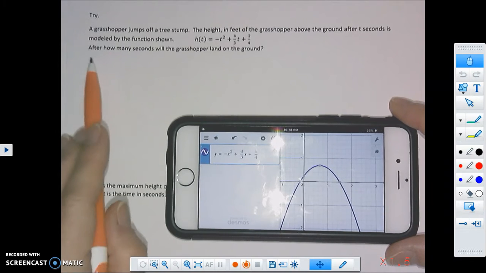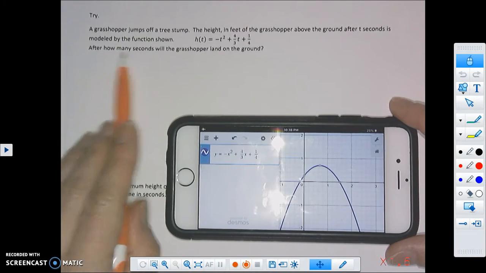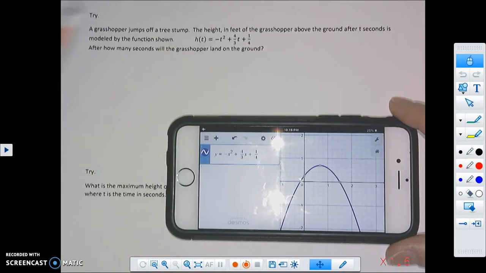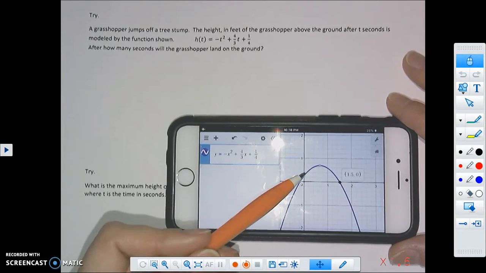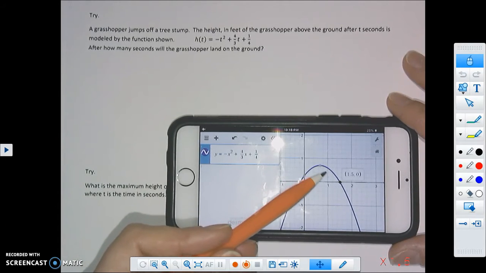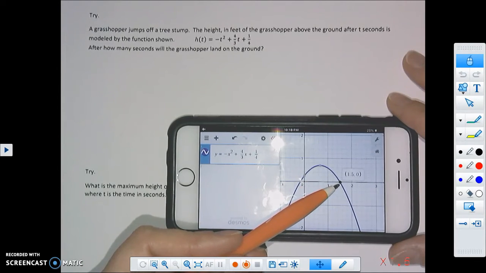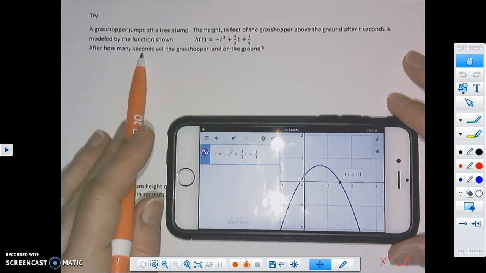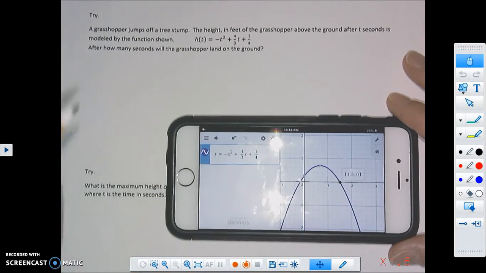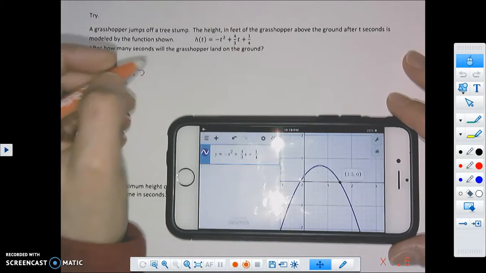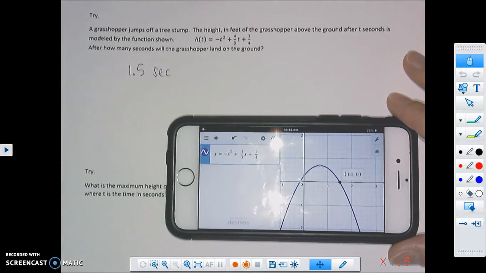Here it's asking us, after how many seconds will the grasshopper land on the ground? So where is the ground again? The ground is going to be our x-axis here. That means I want that point right there. If it's starting out on a tree stump, it's not going to be on the ground on the left-hand side of this. It's going to jump up and then land on the ground. With this coordinate, seconds is going to be our time along the x-axis. So it is taking this grasshopper 1.5 seconds to land on the ground.